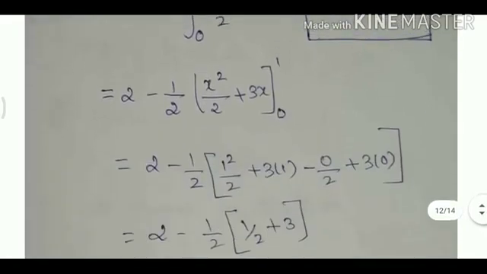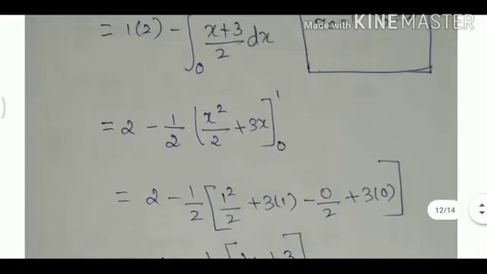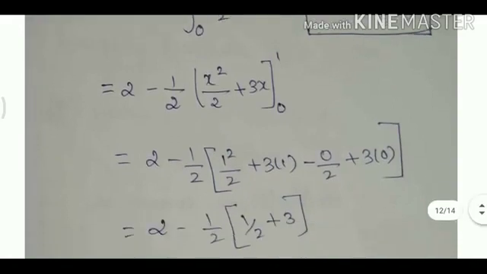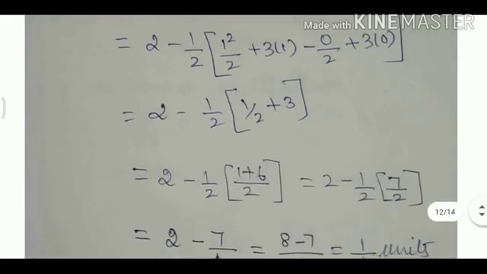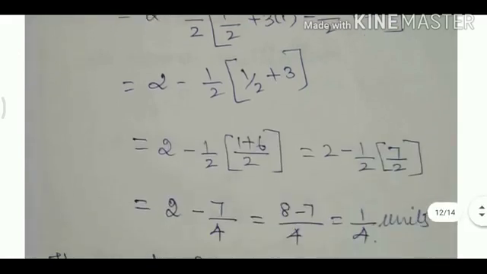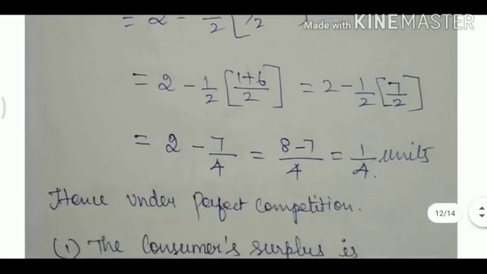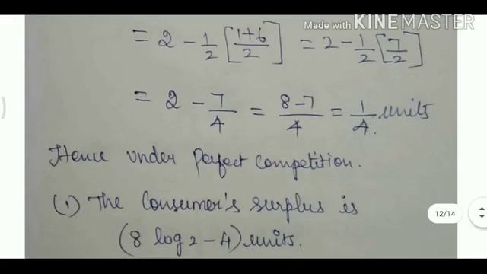If you integrate x, we are getting x square by 2. When 3 is integrated, it becomes 3x. The limits are 0 to 1. After applying the upper limit as well as the lower limit, we are getting 2 minus 1 by 2 of (1 by 2 plus 3). So it becomes 2 minus 1 by 2 into 7 by 2. So the answer becomes 1 by 4 units.